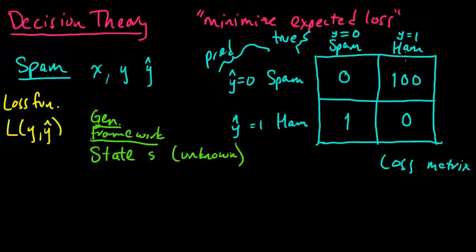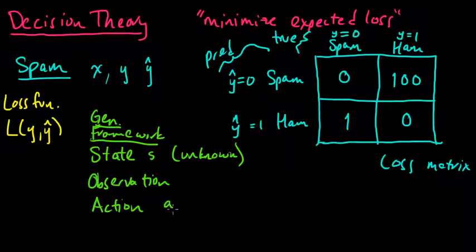So in our example, that would be whether it was actually a spam or a ham email. And then you get some observations. That would be, for example, X. You get to see the email. And then you have to make some decision, or take some action, and let's call that little a. In this case, it would be predicting spam or ham, and then you incur some loss, L of s and a. It's a function of the state and the action.